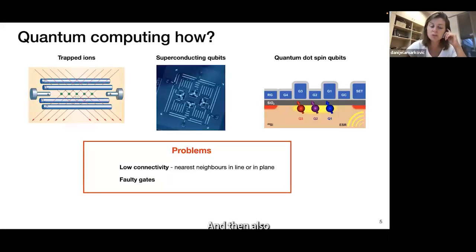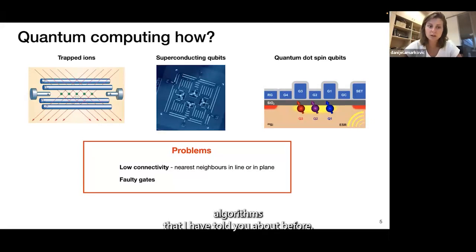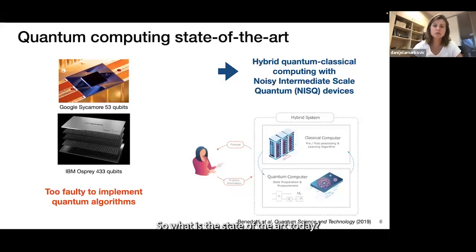And then also these two qubit gates today are still quite faulty, which means that it is impossible with the systems that we have today to implement these quantum algorithms that I have told you about before. So what is the state of the art today?